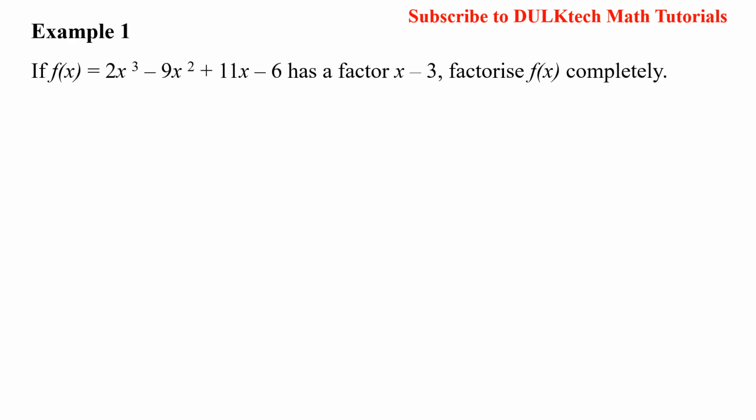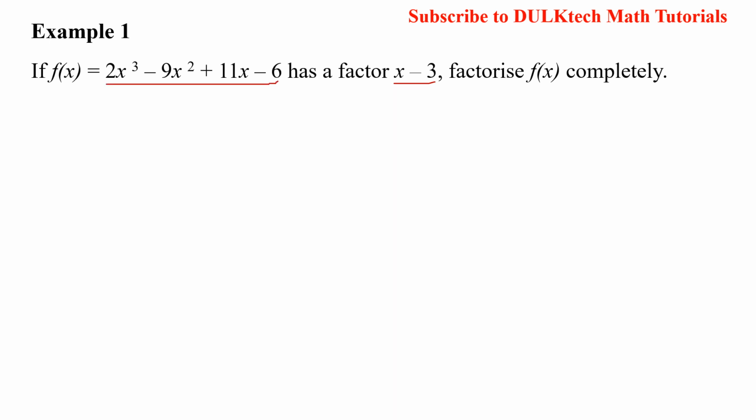If f of x is equal to 2x cubed minus 9x squared plus 11x minus 6, and x minus 3 is a factor, factorize f of x completely. Right, we are going to factorize this one completely using the long division method. We have the divisor here, x minus 3, and the dividend, this is f of x.